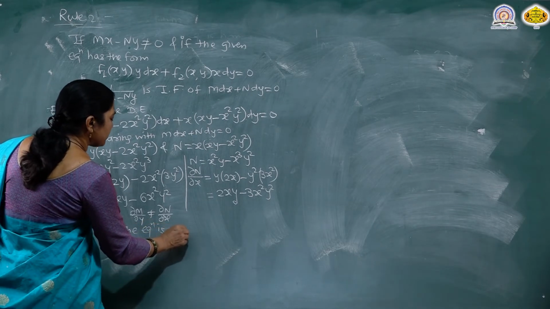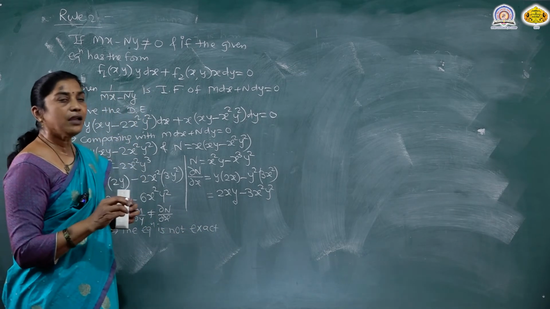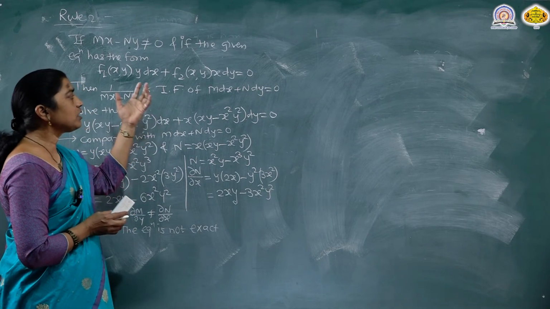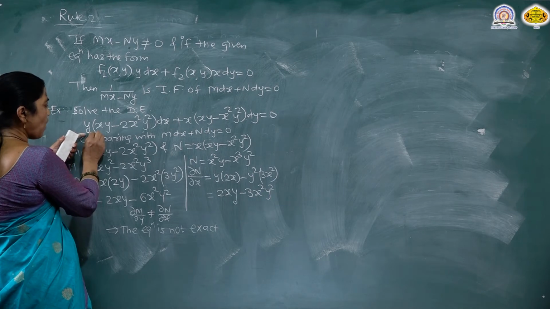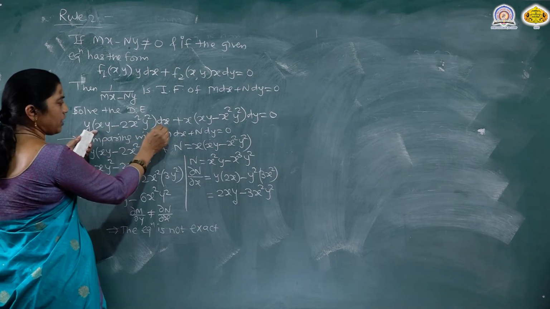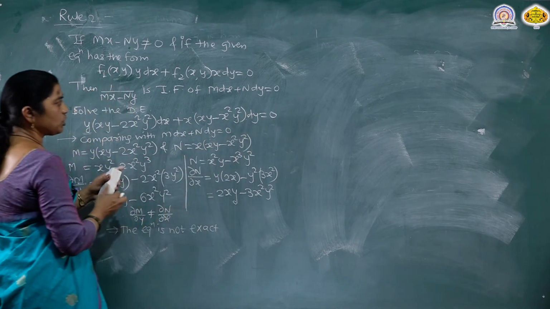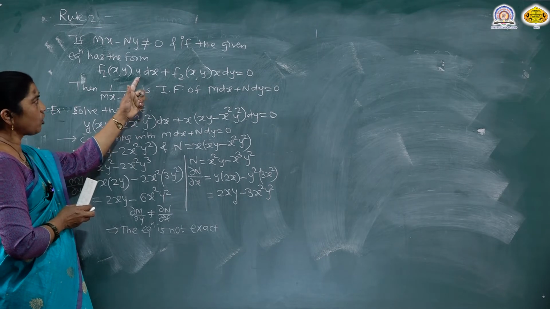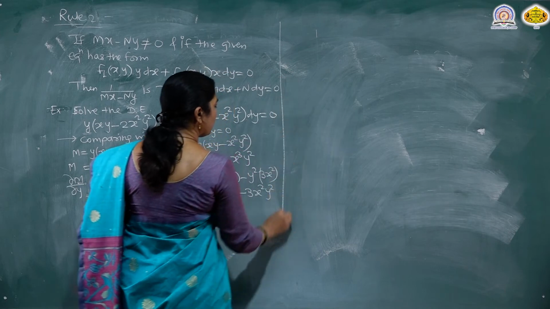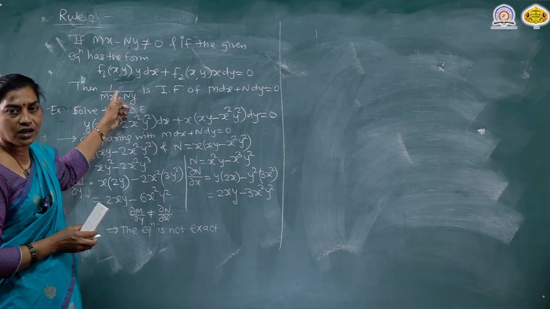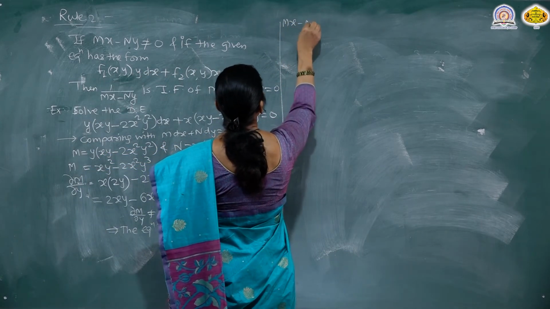If it is not exact, it can be made exact by multiplying it by some function of xy, that is an integrating factor. Now see, this equation has the form y into some function of xy dx plus x into some function of xy dy equal to 0. Whenever it has this form, we will search what is Mx minus Ny. If it is not equal to 0, then we have the integrating factor 1 upon Mx minus Ny.